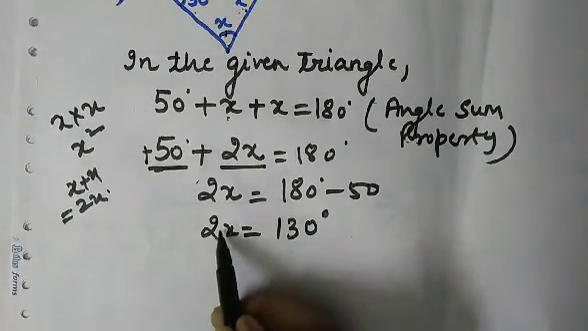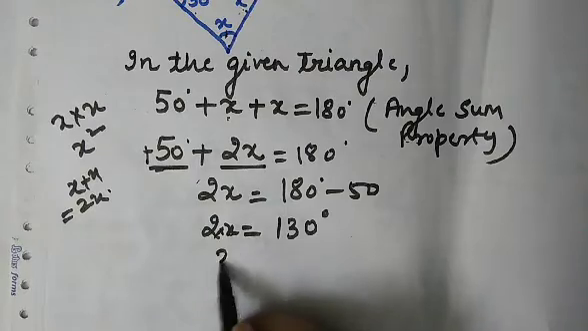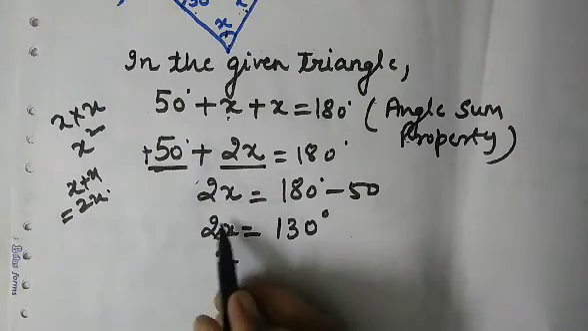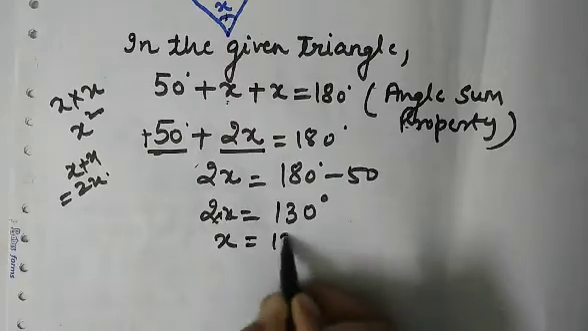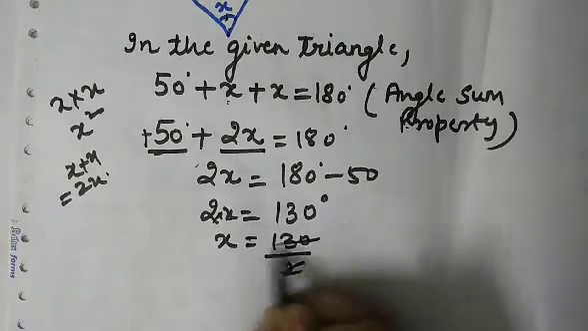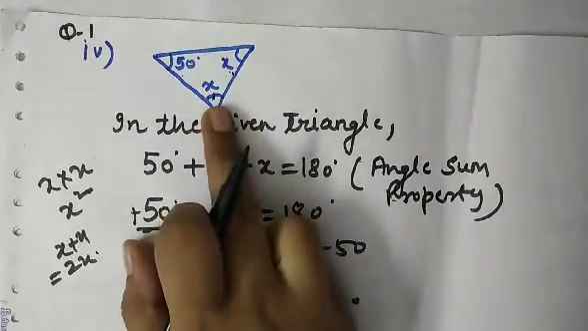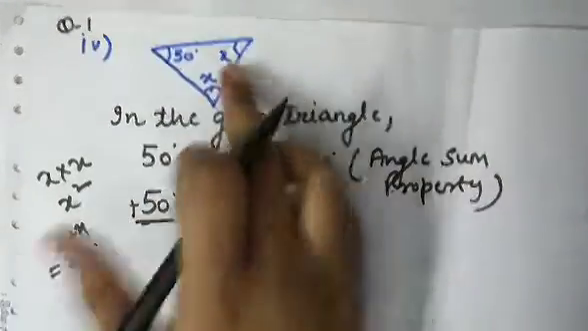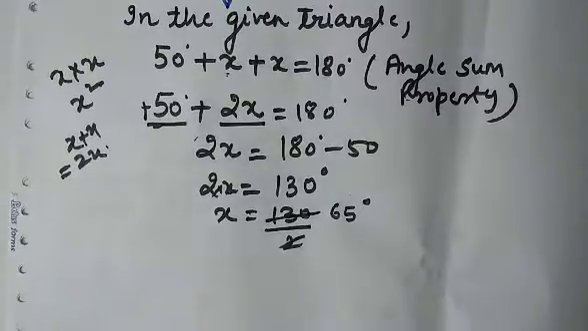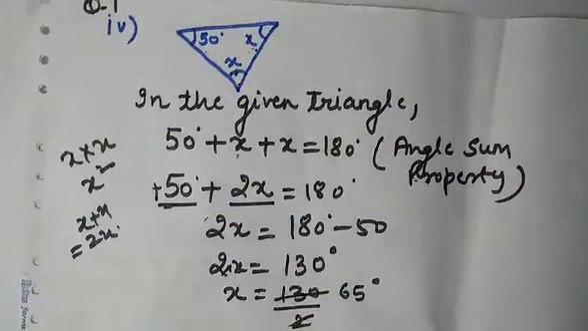Now x is in multiplication with 2 and I have to find x. As it is in multiplication and I have to shift this 2, it will be in division. So it will be 130 by 2 and that is 65 degrees. So this x is also 65 and this is also 65, because they both are x and we have calculated x as 65 degrees. So they both are x. Now come to the next part.